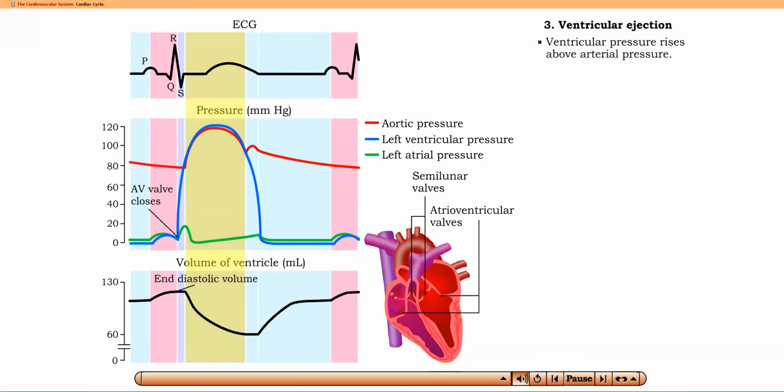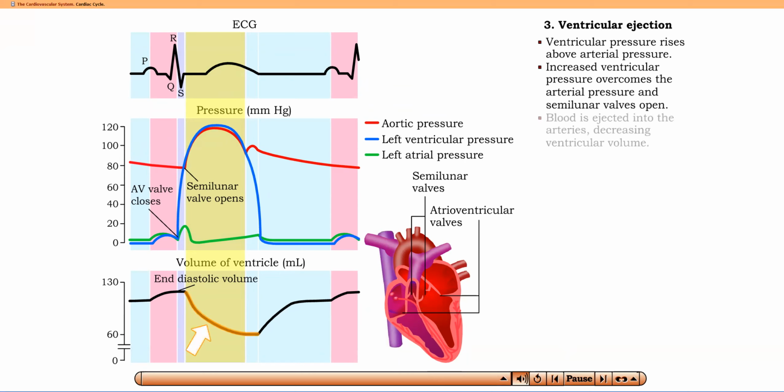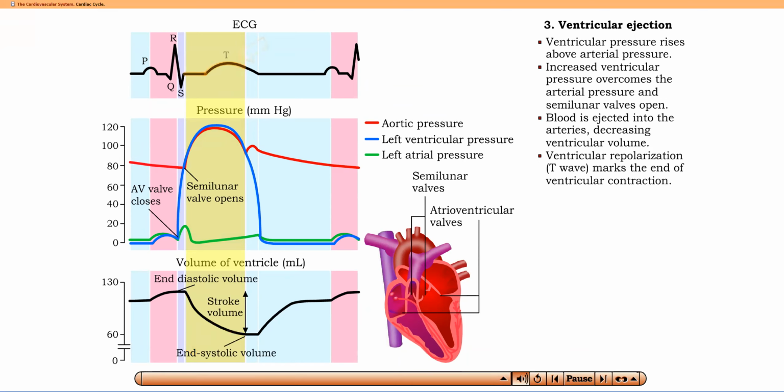Ventricular ejection takes place when ventricular pressure rises above arterial pressure and the semilunar valves open. The valves stay open for about a quarter second. As blood is ejected into the arteries, ventricular volume decreases. Ventricles begin to repolarize and relax, ventricular pressure decreases, and contraction ends.